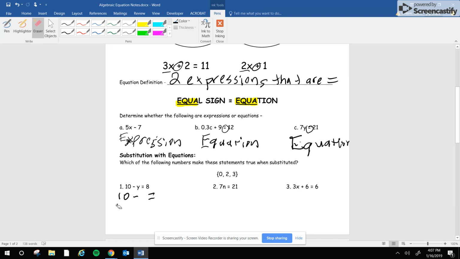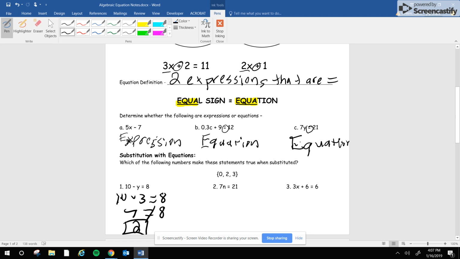Then, of course, the next one we're going to do is 10 minus 3. We're going to replace y with 3, equals 8. 10 minus 3 is 7, and 7 does not equal 8. So the number that we substitute for y that does make this true is the number 2.